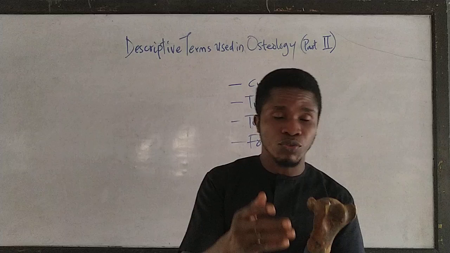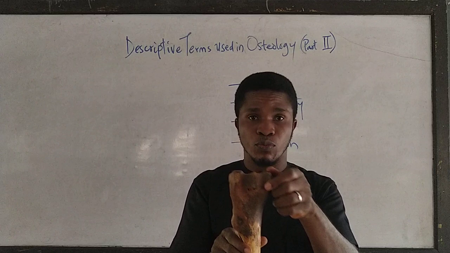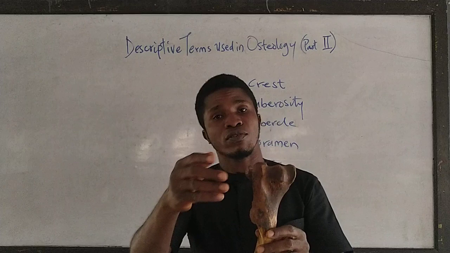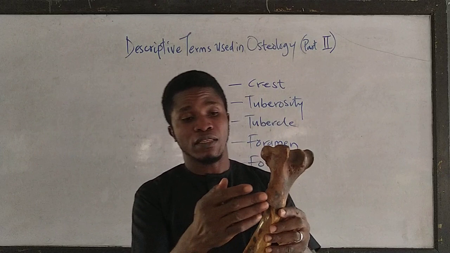On this same humerus, we have the lateral tubercle and the medial tubercle. This lateral tubercle is also called the greater tubercle, and the medial tubercle is also called the lesser tubercle. So don't forget the difference between the tuberosity and the tubercle.